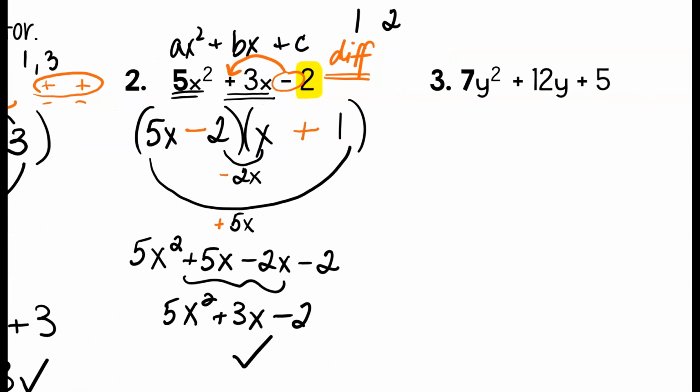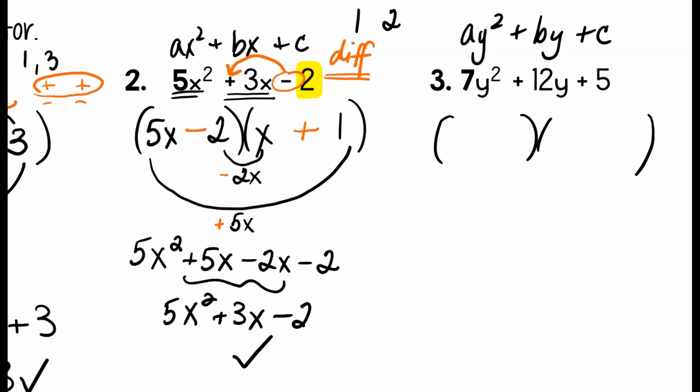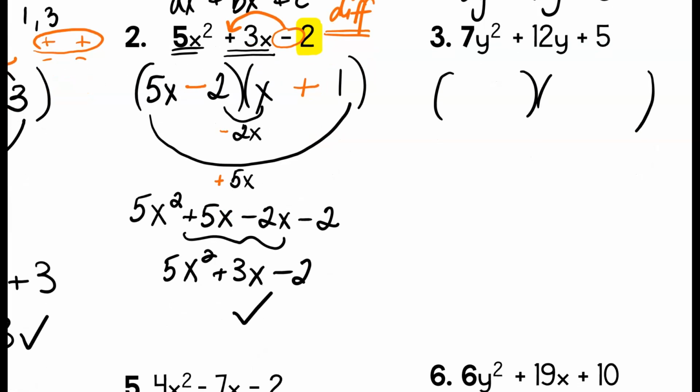Next one. Again, we don't have a 1 in front of the y squared, which makes this a little more tricky. We make 2 sets of parentheses, and we put in the first spot 2 numbers that multiply to 7y squared. Again, 7y squared is a prime number, so the only way to get to it is 7y times y. 5 is also prime. There's only one option, 1 and 5.